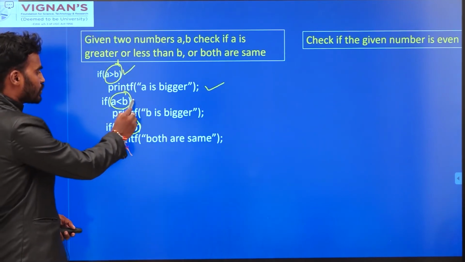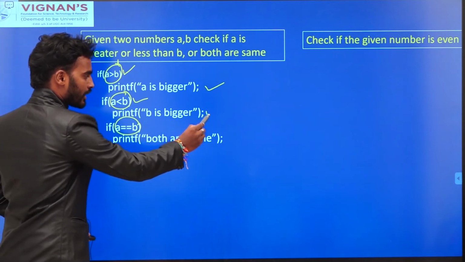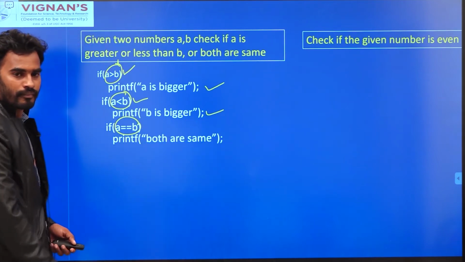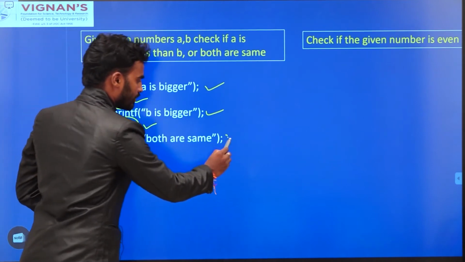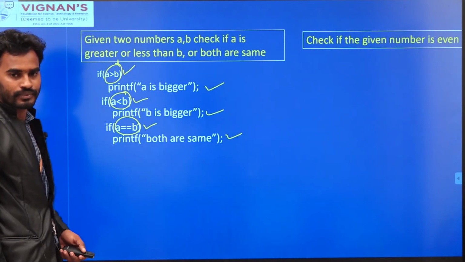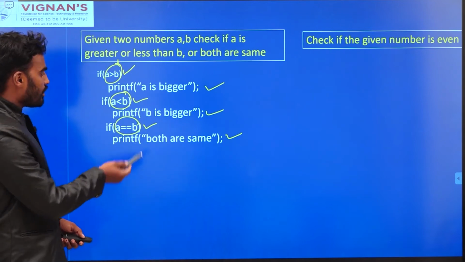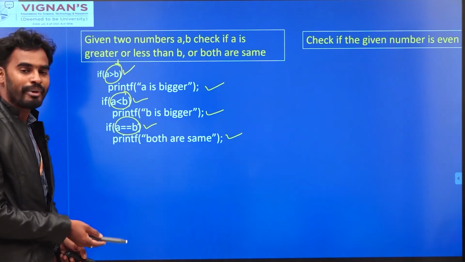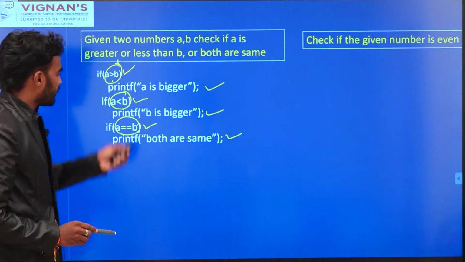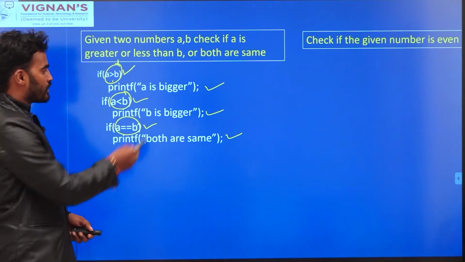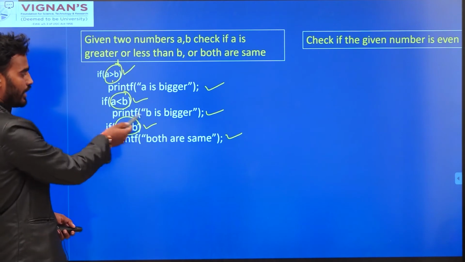If this expression is true, the second printf statement will execute. If this statement is true, then the third printf statement will be executed. Okay. All three statements will not execute all the time. It depends on the parameter. Now the parameter is this expression. If it is true, then execute this statement. If it is true, execute this statement.